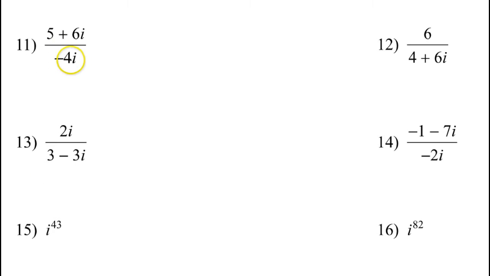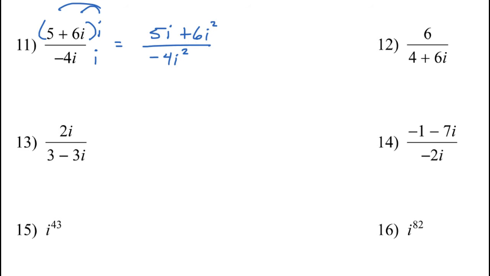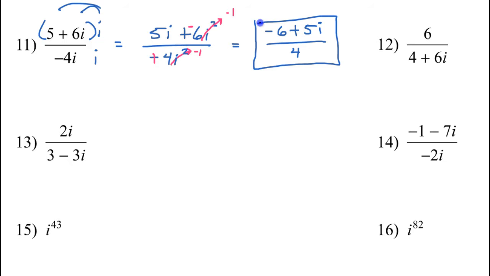In number 11, since the denominator is just a monomial, all I really need to do is multiply by i. I don't need to do a conjugate or anything like that. I'm just going to simply multiply by i. So in the denominator, that's going to give me negative 4i squared. And here I have to distribute, so that will give me 5i plus 6i squared. Now i squared is negative 1. So that's going to turn this into a positive 4. And this i squared is also negative 1, which is going to turn this into a negative 6. So what I really have is negative 6 plus 5i, the imaginary part goes last, over positive 4. So this is the final answer for number 11.